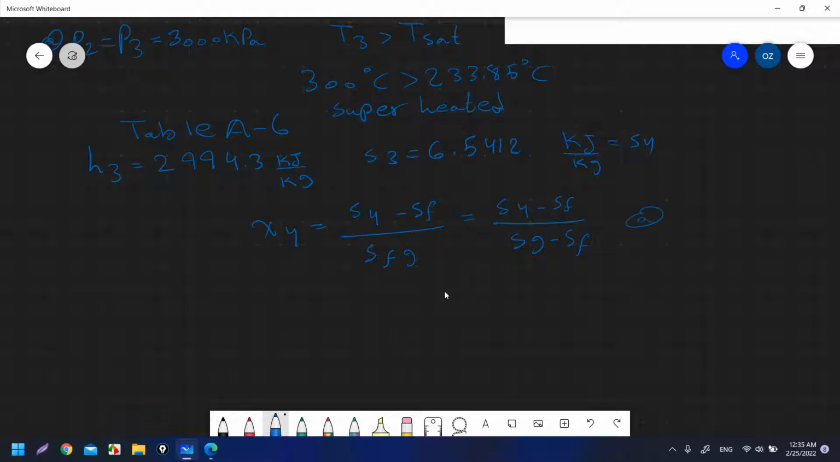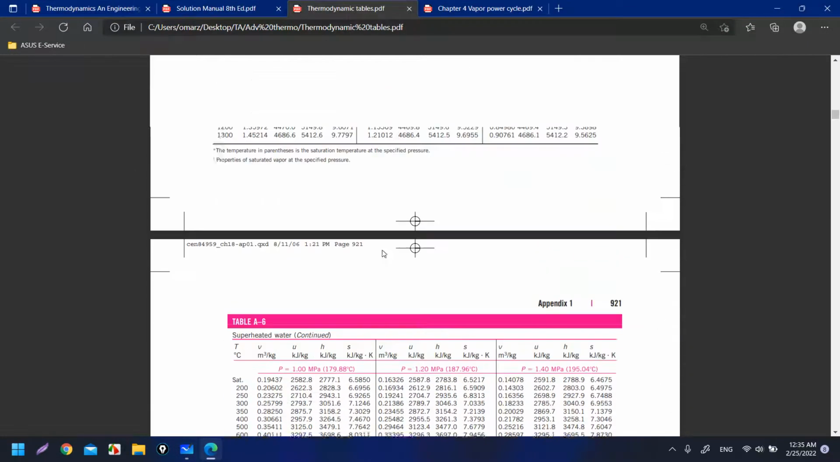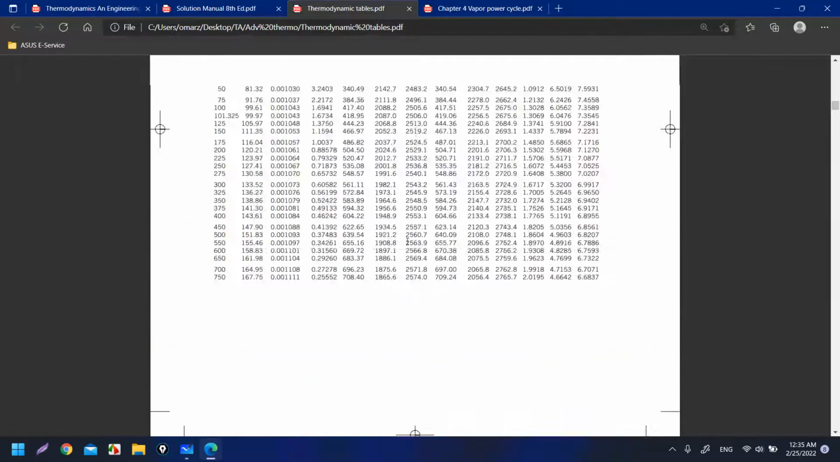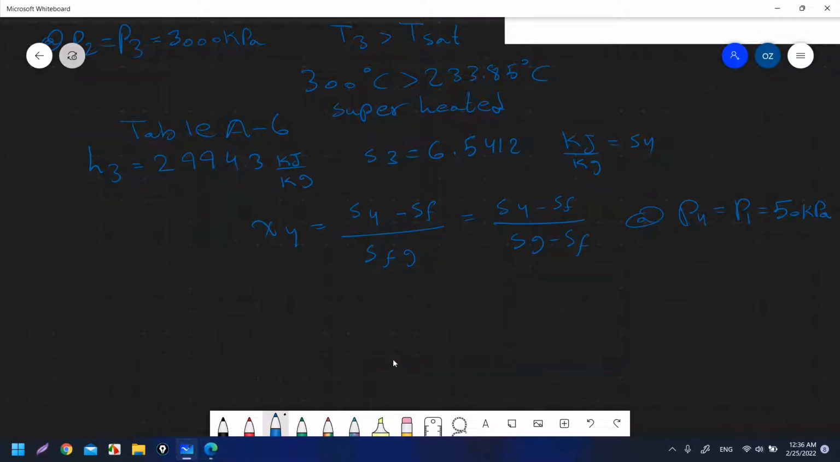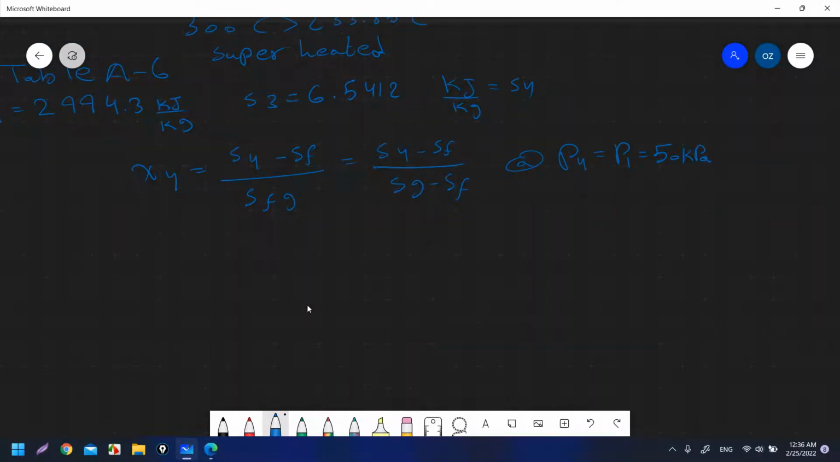State 4 means at pressure P4 equal to P1, which is equal to 50 kilopascal. So I have S4, which is equal to S3. I need to find SF and SFG from the table. They are in table A5, at 50 kilopascal. That is the value for SF, this one, and SFG, this one. So let's substitute in this equation.